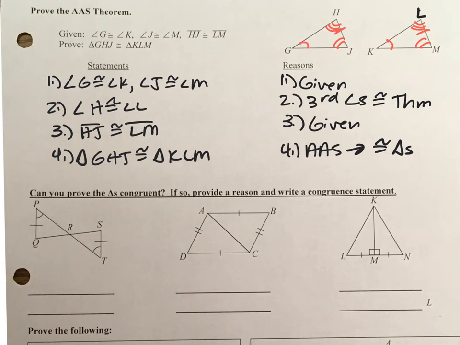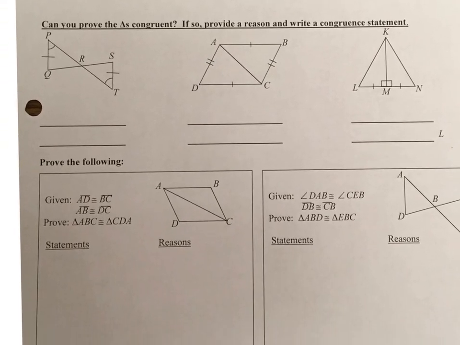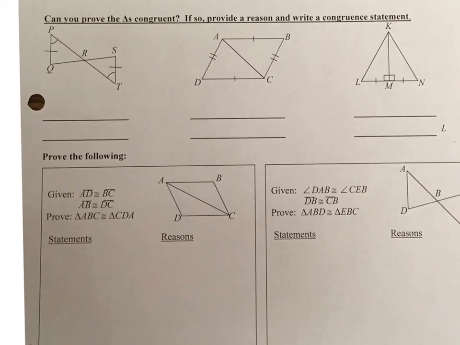Okay, so now let's take a look at this next example, and what the directions say is, can you prove the triangles congruent? If so, provide a reason and write a congruent statement. Okay, so take a look at what we're given in this pair of triangles. We're trying to prove this triangle congruent to that triangle. Notice we have one pair of angles marked congruent and one pair of sides. So that's just two parts. That's not enough, but we can use some previous knowledge.